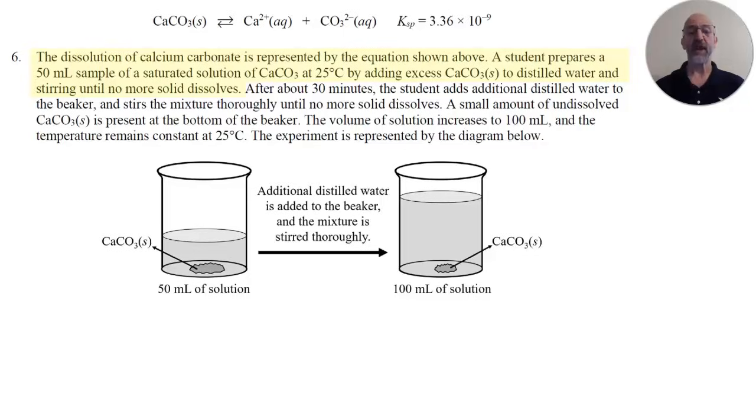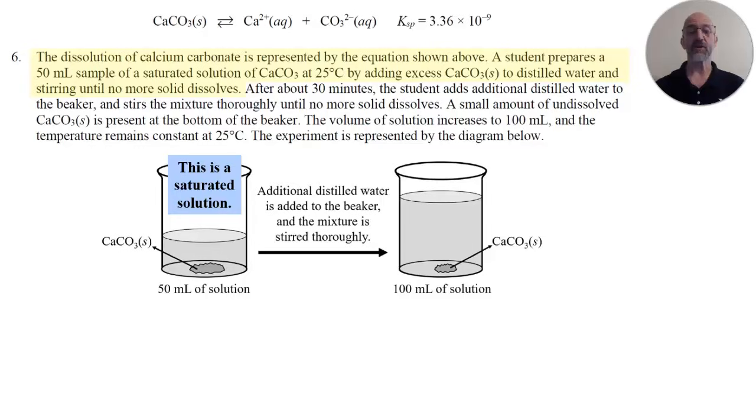A student prepares a 50 milliliter sample of a saturated solution of calcium carbonate at 25 degrees Celsius by adding excess solid calcium carbonate to distilled water and stirring until no more solid dissolves. So that would be the beaker on the left side of the diagram. And this is a saturated solution. Again, you can see undissolved solid at the bottom of the beaker in that diagram.